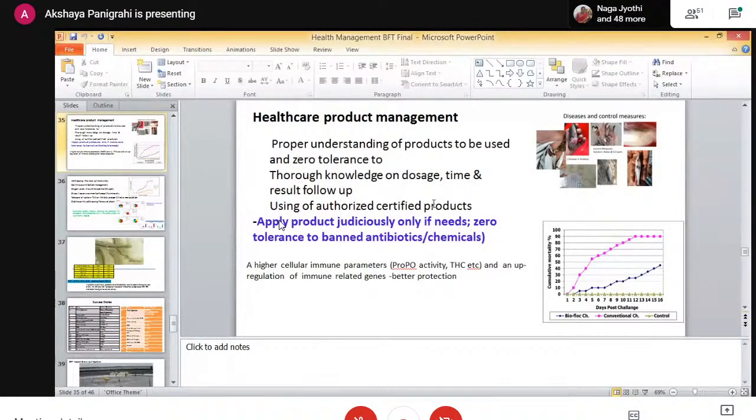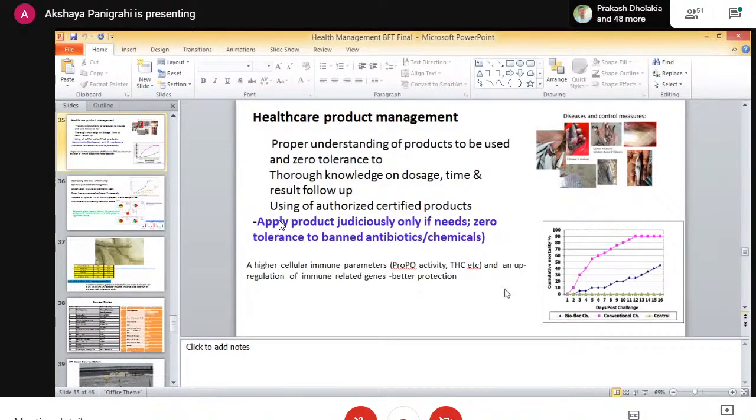And whenever you are using a healthcare product, you should also use it most judiciously. You should properly understand what the product is for and what problem you are having at hand, and not just because somebody is telling you, you should know from a certificate. But in a biofloc system, as such, the animal is more healthy.